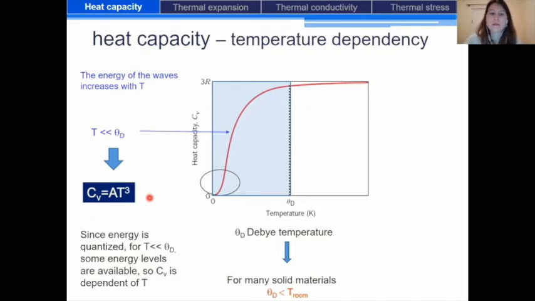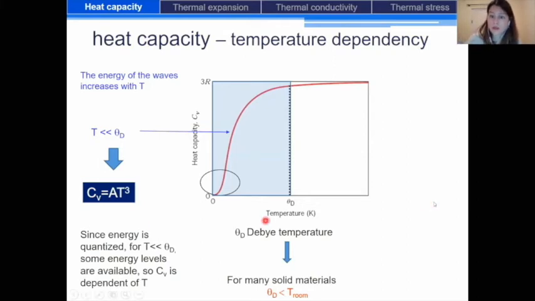And the fact that this heat capacity is increasing means that the energy of the waves propagating the vibration in the material is increasing with the temperature. And so since the energy is quantized, we can imagine energy levels in the material. In this region, some energy levels are still available. So we have a dependency of the heat capacity on the temperature.